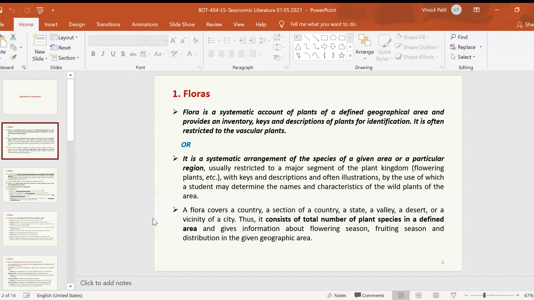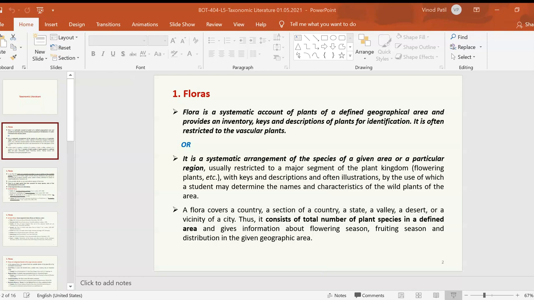Alternatively, we can also define flora as a systematic arrangement of the species of a given area or a particular region. Why is it called a flora of a defined geographical area? Because going across the globe, it's a very big thing. In a single book, in a single volume, we cannot have the description of all the plants which are present on the globe. So these may be published in volumes.